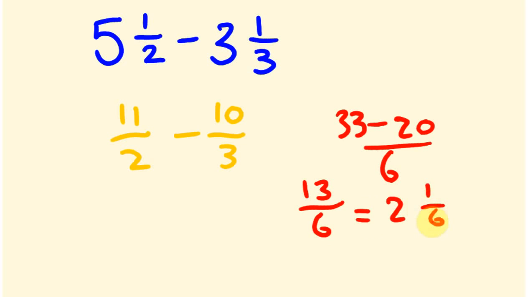How'd you go? Did you win? Hopefully I got the answer right when I did that. I better double check that. When I do things quickly, I occasionally get them incorrect. So we did get 11 over 2. We got 10 over 3, 6, 33 take away 20. Correct.